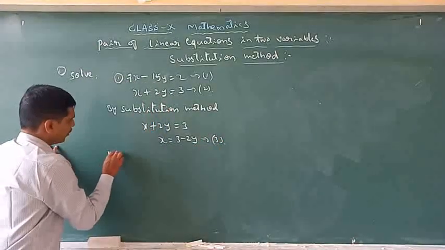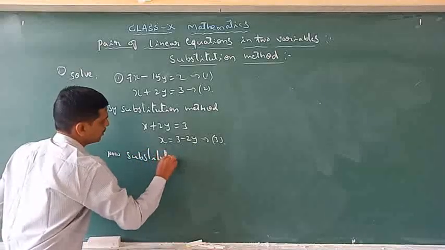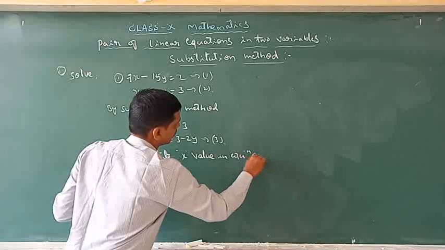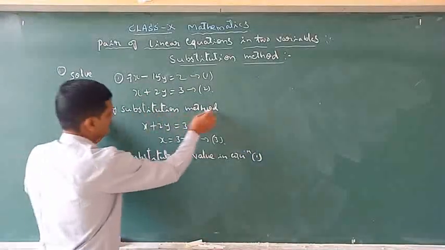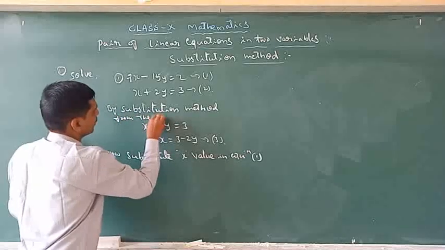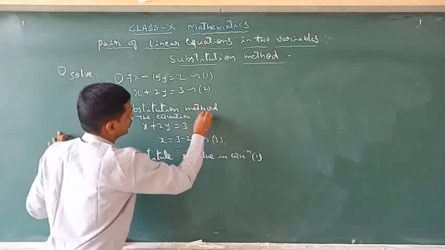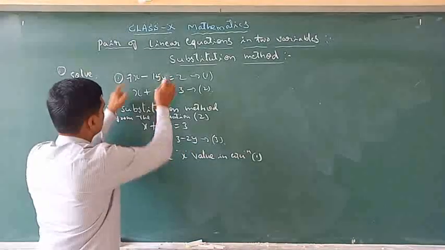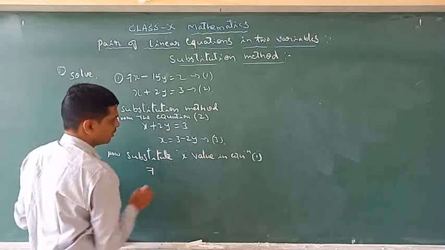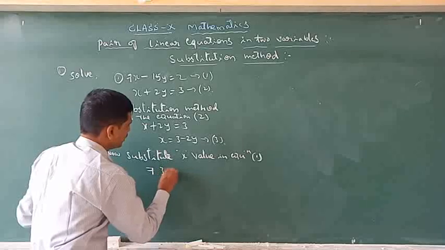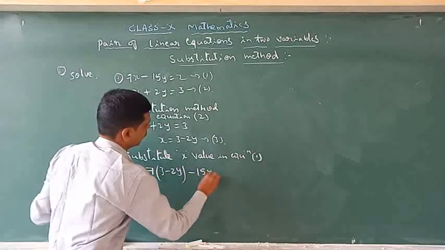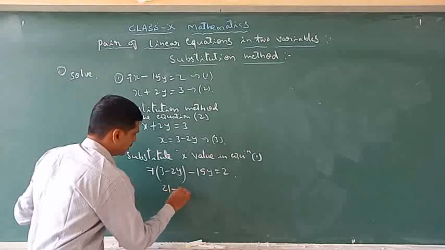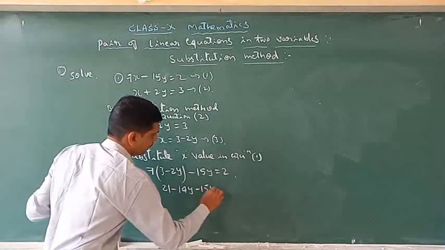Now substitute the x value in equation number 1, because I took it from equation number 2. So x I get, call it 3. Now this value can be substituted in the given equation number 1: 7 into, instead of x, put the value of x here, 3 minus 2y, minus 15y, it is equal to 2. Consider any general example, not only this. So multiply: 21 minus 14y minus 15y is equal to 2.